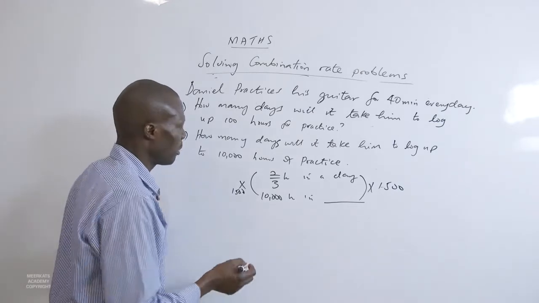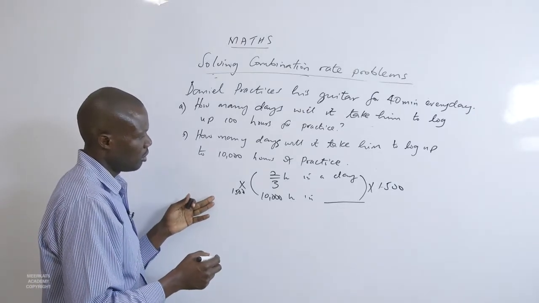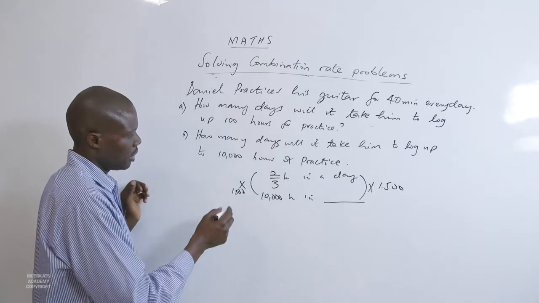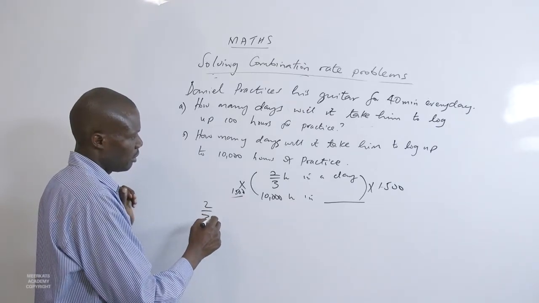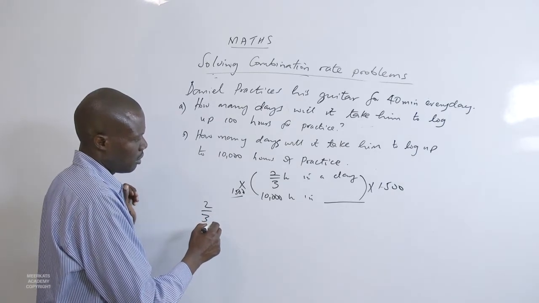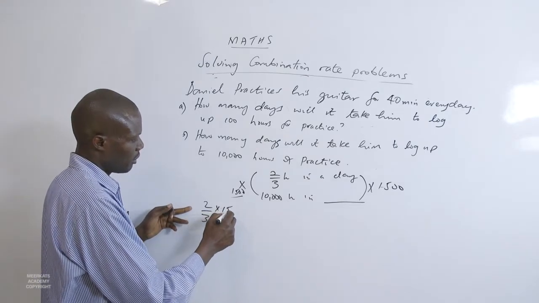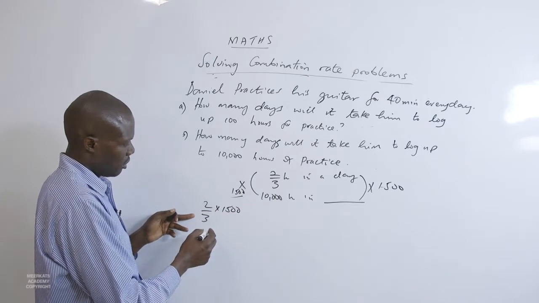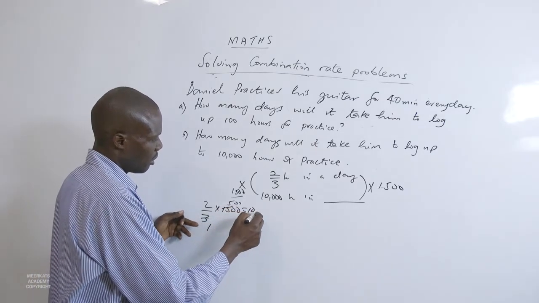So you can just confirm, if at all. Let us just confirm if we have it right. 2/3 multiplied by 1,500. I need to correct that, but this one is 1, but this one is 500. This one gives us 1,000.